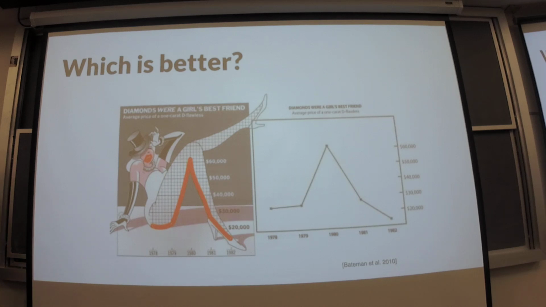Take a look at this chart. This is an illustration by Nigel Holmes, who did many of these newspaper illustrations. This is Diamonds Were a Girl's Best Friend, about a drop in diamond prices in the 80s. Here we have a chart where this line juxtaposes with this person, and then here we have the alternative. So which of those two charts do you prefer, and why?